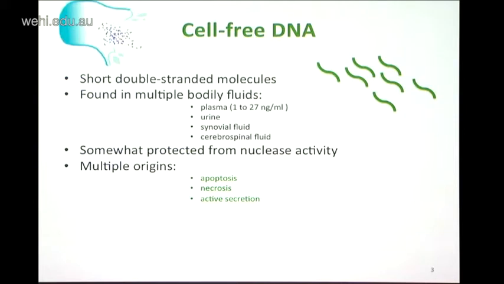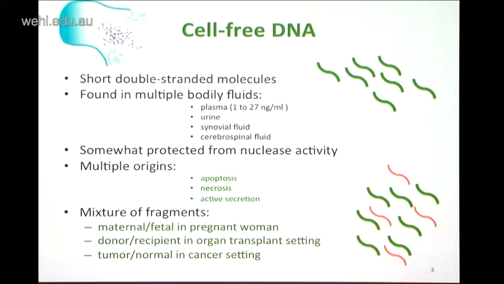Now, there's been several studies that give evidence for these fragments coming from apoptosis, necrosis, and even that they are actively secreted from living cells. Now, all of us have cell-free DNA in the different sources of our body, but in some cases, you get a mixture. So, for example, in pregnant women, a little bit of fetal DNA that's chopped up starts circulating in the mother's plasma. So you get a maternal-fetal mixture.